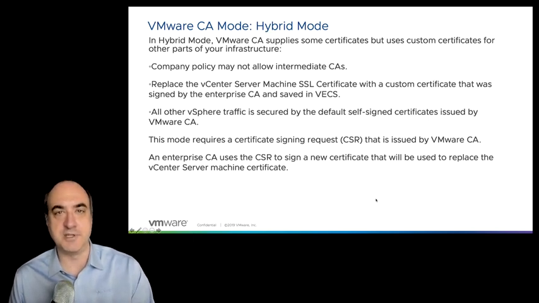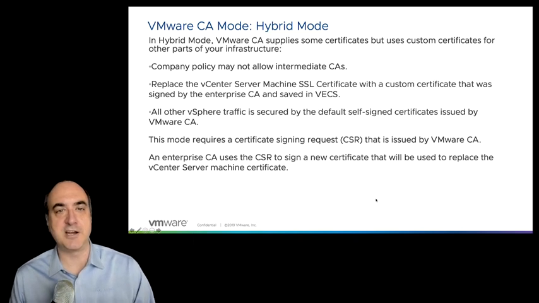And it's of course going to be saved in the VECS database or repository. All the other vSphere traffic is going to be secured by the default self-signed certificate issued by the VMCA. So this didn't change anything with how vCenter issues certificates for the ESX servers and how vCenter issues certificates for those solution users, the services that are running internally on the vCenter system. So those are still self-signed.